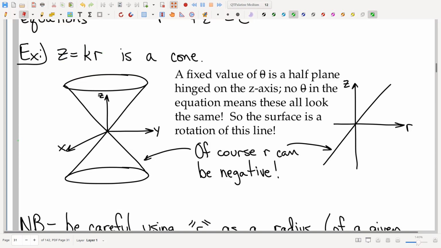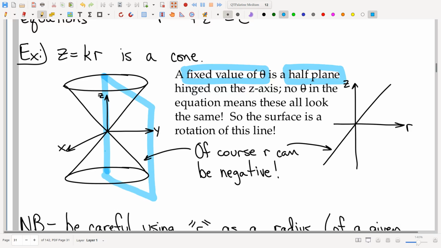So here's how. Let's think about what a value of theta means. A fixed value of theta, I claim, I'm going to think of as being a half plane hinged on the z-axis. So, for example, something like this. So that is a certain value of theta. It's like there's a door. The hinges are literally on the z-axis, and that door has swung over that way a little bit. So, half plane hinged on the z-axis.